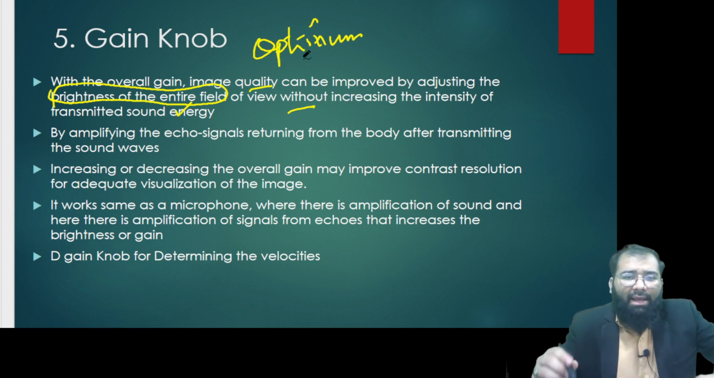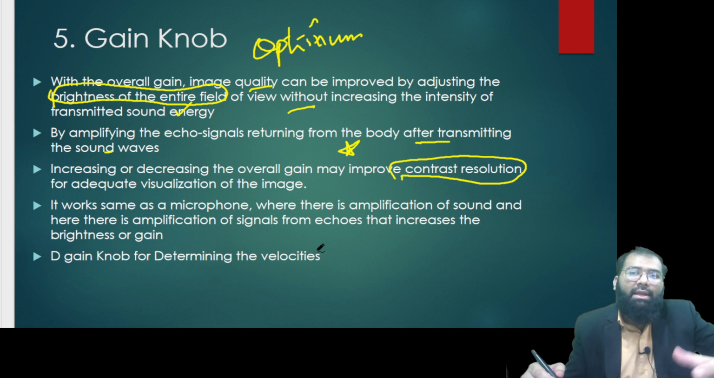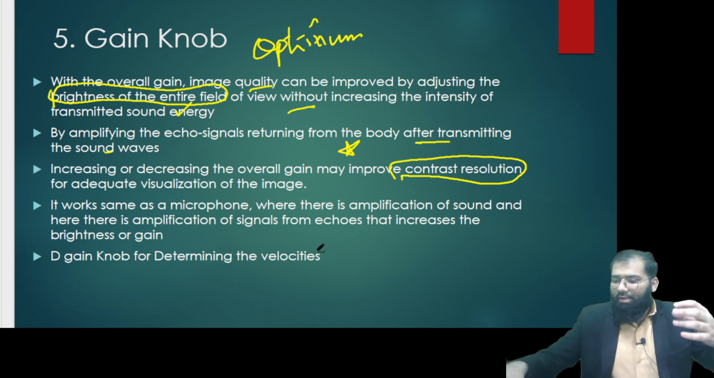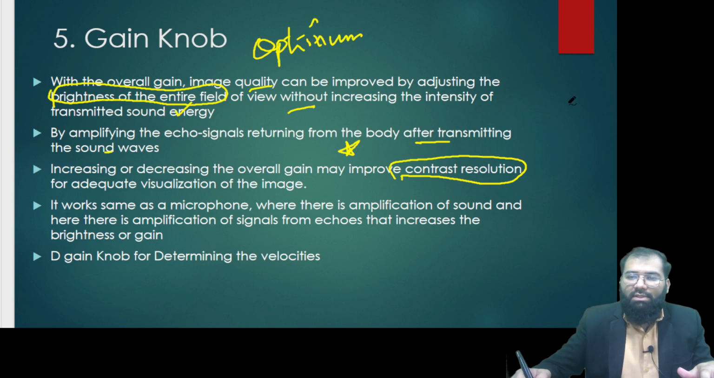Now, by amplifying the echo signals returning from the body after transmitting the sound waves, increasing or decreasing the overall gain may improve the contrast resolution. This is our main aim when we are trying to adjust the image. So, once you select the probe, suppose this is the abdomen of the patient and you put a probe in this region, the convex probe, and suppose you start seeing the image.